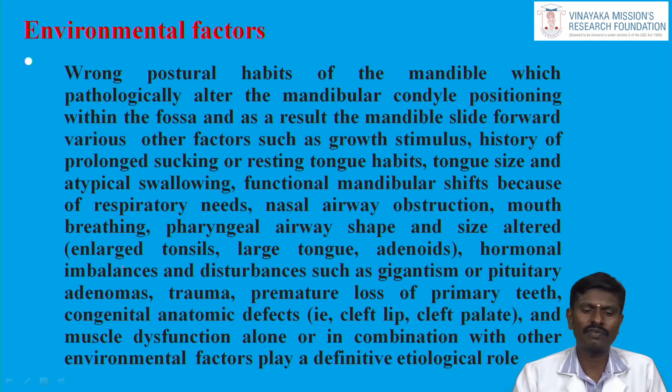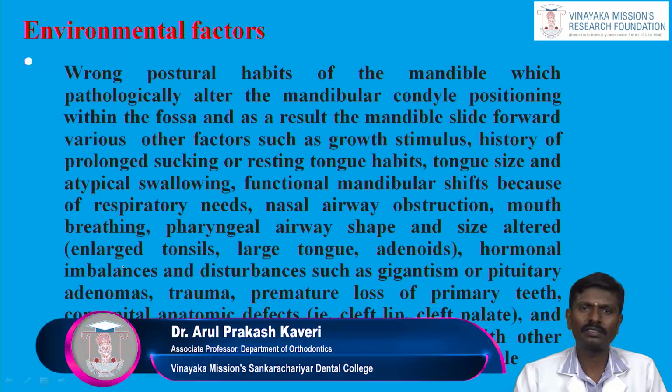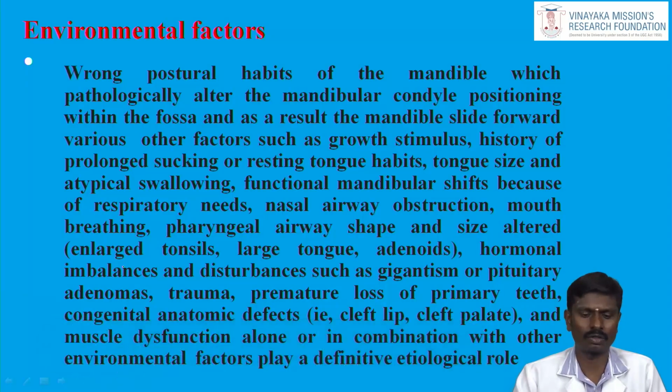The other factors are growth stimulus and a history of prolonged sucking habits or tongue thrusting habits. In some tongue thrusting habits, you can have a skeletal class 3 malocclusion. And there is the functional mandibular shift. If there is any respiratory obstruction like enlarged tonsils and adenoids, the patient can't breathe through the nose, so they try to breathe through the mouth.